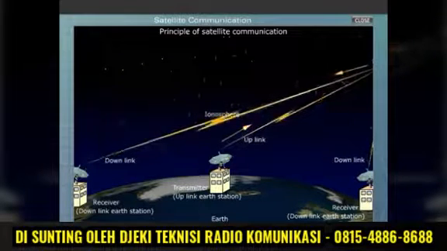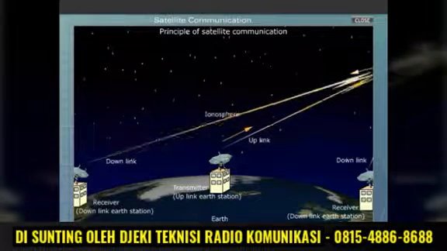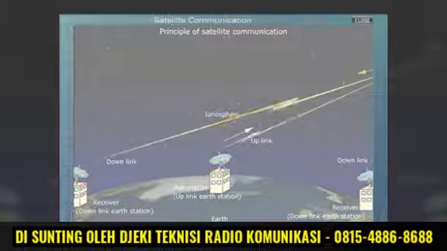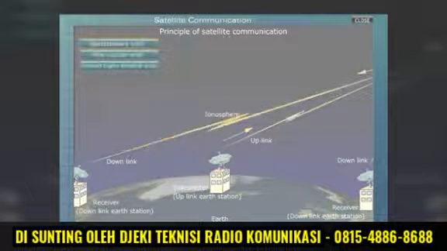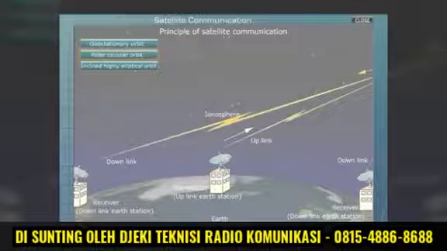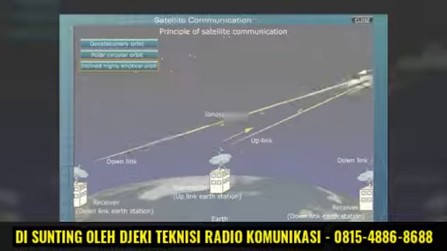Before designing a satellite communication system, we must choose the orbit in which the satellite is to be placed. Orbits are of three types, namely geostationary orbit or geosynchronous orbit, polar circular orbit, and inclined highly elliptical orbit.